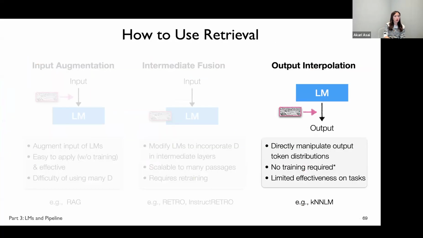Lastly, both input augmentation and intermediate incorporation don't strictly guarantee that model responses are based on those retrieved documents. So there's another approach called output interpolation, which directly manipulates the output token distributions and can give even token-level attribution of model output.